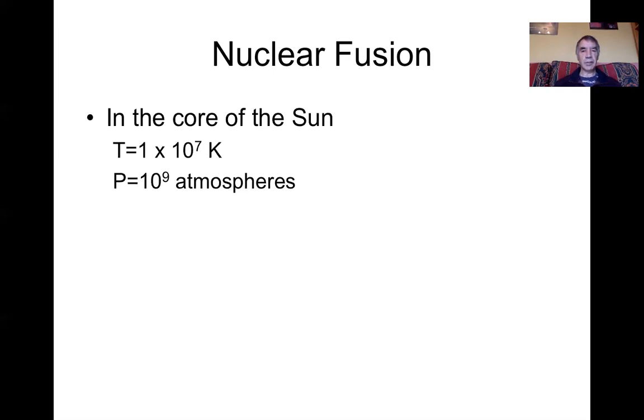Okay, so under these conditions, you've got high temperatures, and high temperatures mean particles are moving around very quickly, okay? And you've got high pressures and high densities. And so that means that the particles, the nuclei, if you like, are packed very closely together. So those are the kind of conditions that you need in order for a nuclear fusion reaction to get going. Okay.